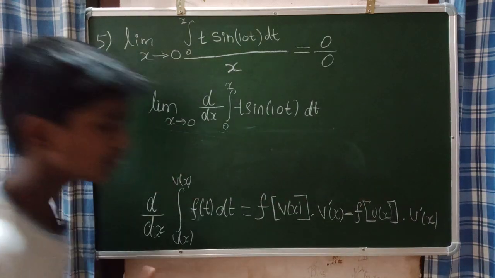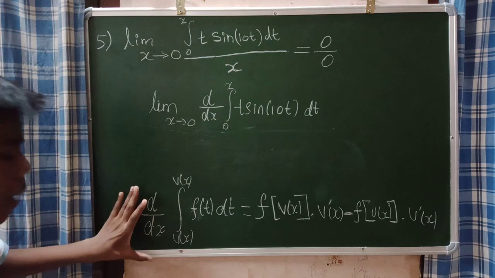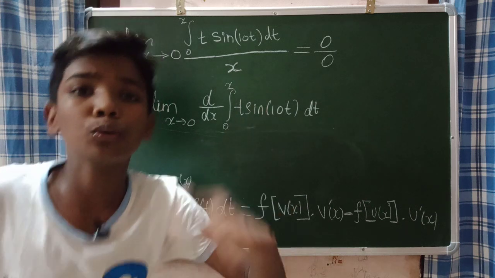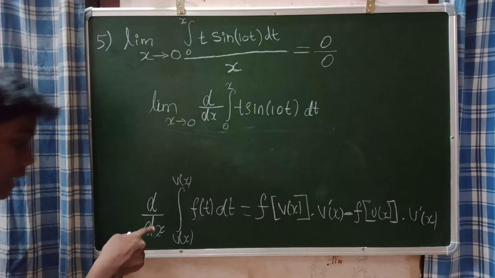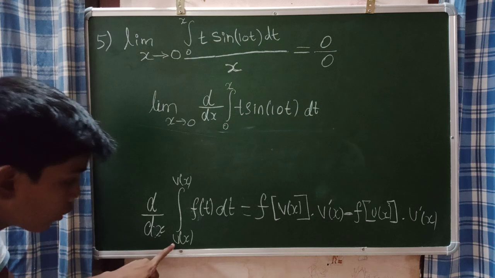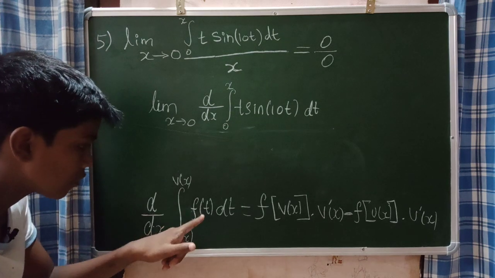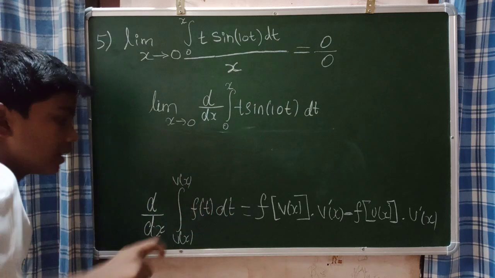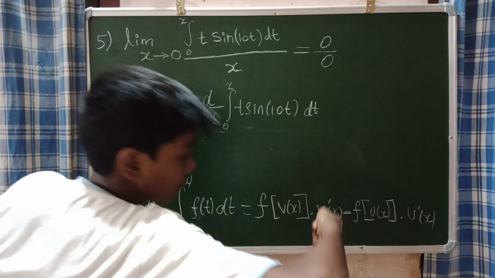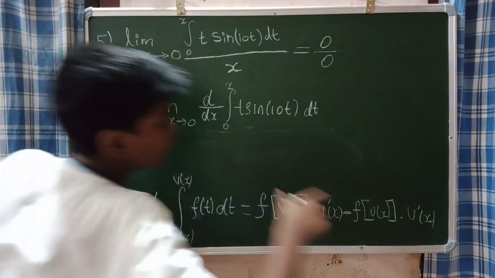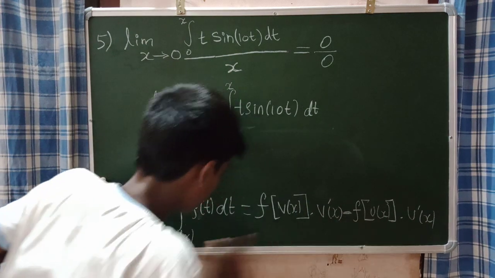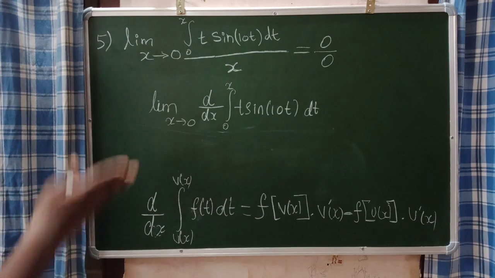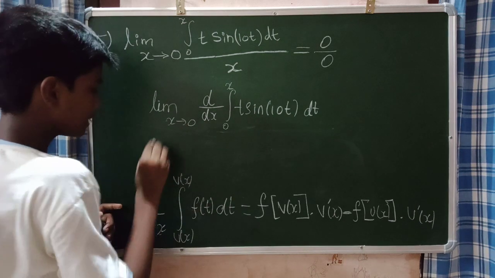So what I'm doing is taking a simple form, which is d by dx of a definite integration. You should understand that the Newton-Leibniz formula is to differentiate a definite integration. So d by dx of a definite integration in which the lower limit is u of x, the upper limit is v of x, and the value inside is f of t dt. The formula works as f of upper limit into derivative of upper limit, minus f of lower limit into derivative of lower limit. Do the same here, guys.